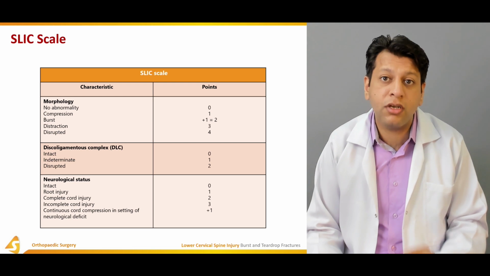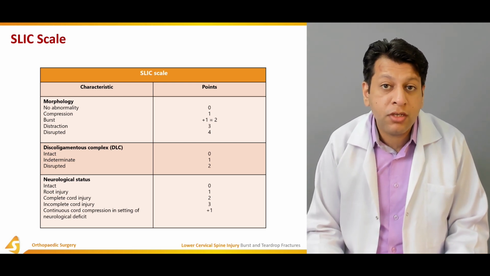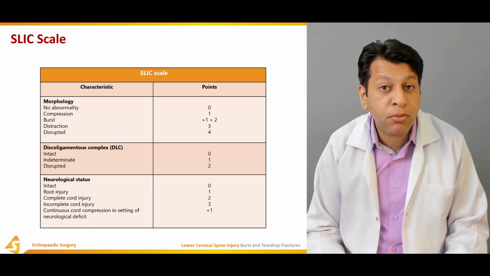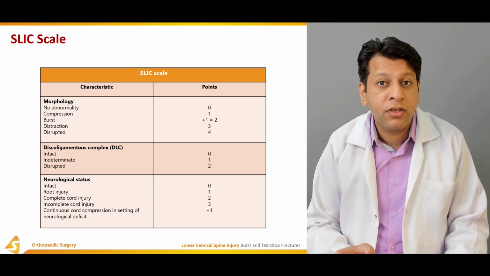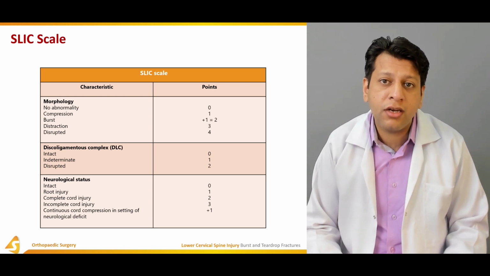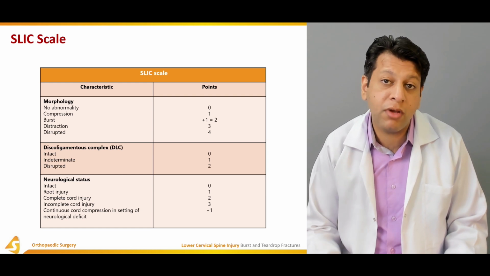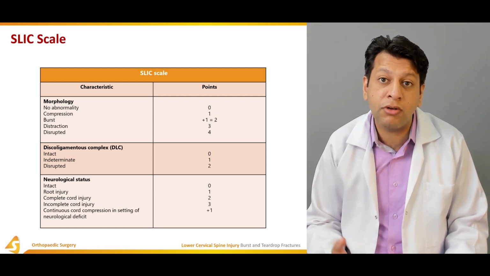Now this is an important part over here. If it's an incomplete cord injury, this means it's an unstable fracture and can progress to a complete cord injury. But if the complete cord injury has already occurred, then from a prognosis point of view it may not be of much value, and it may have a poor prognosis as compared to an incomplete cord injury.